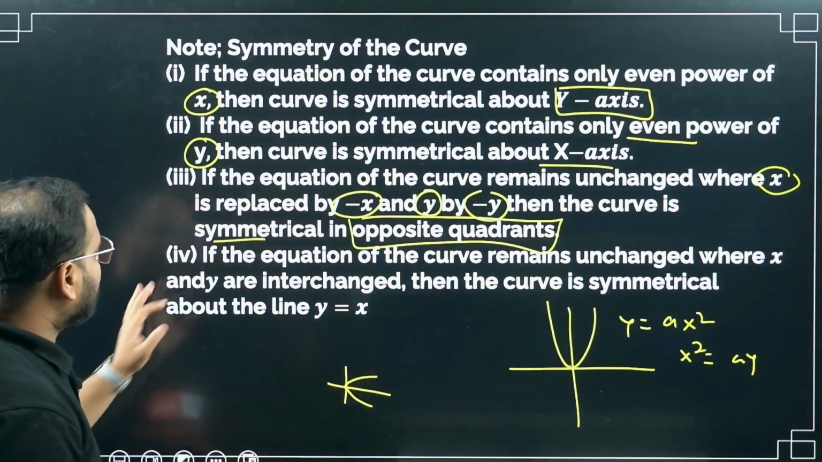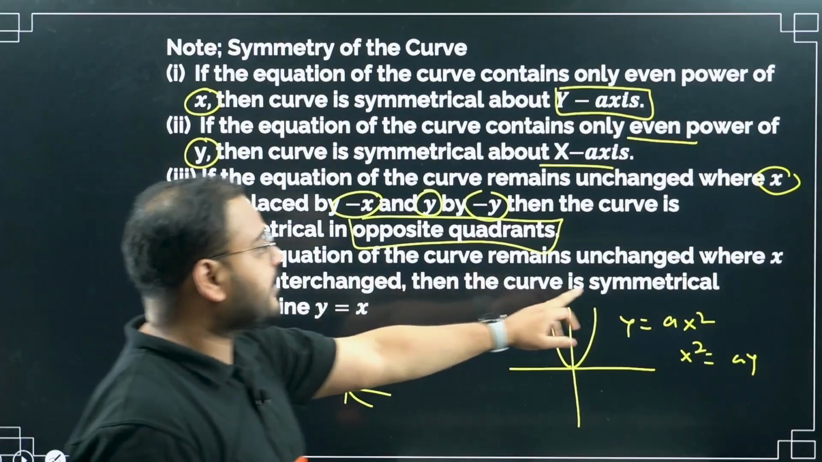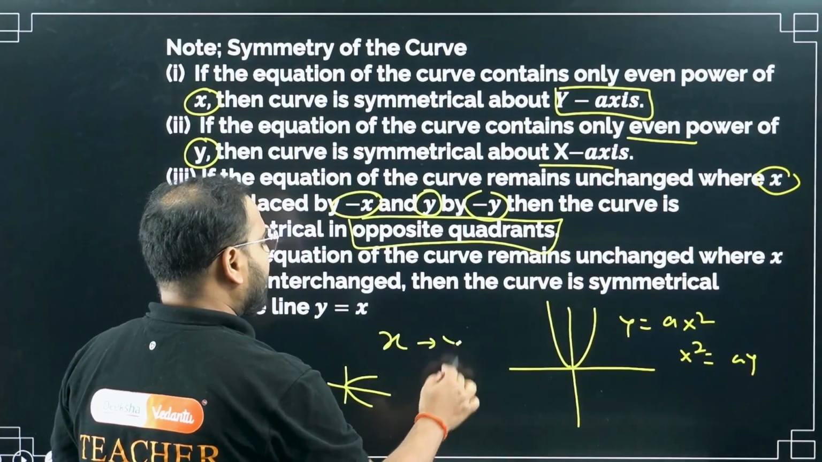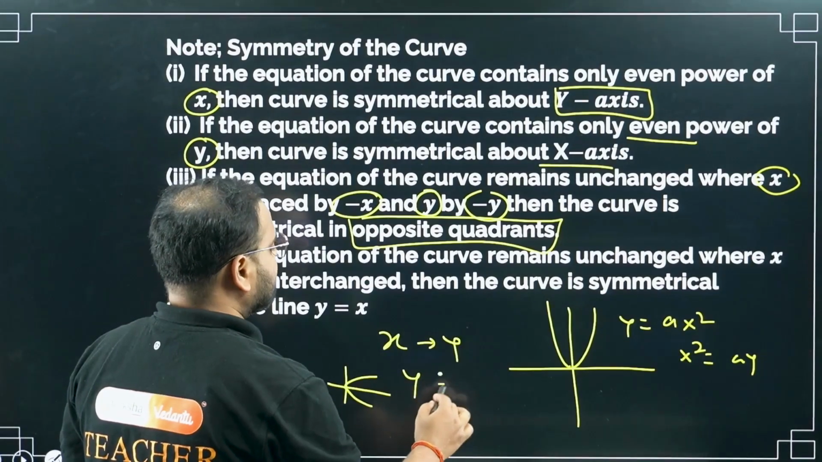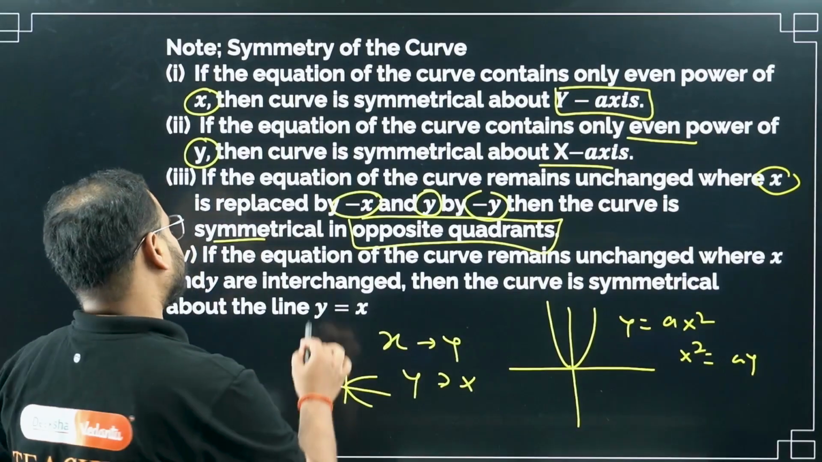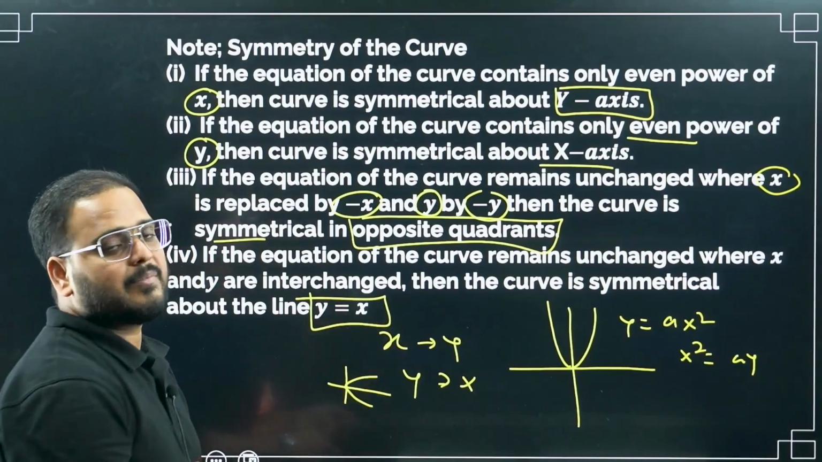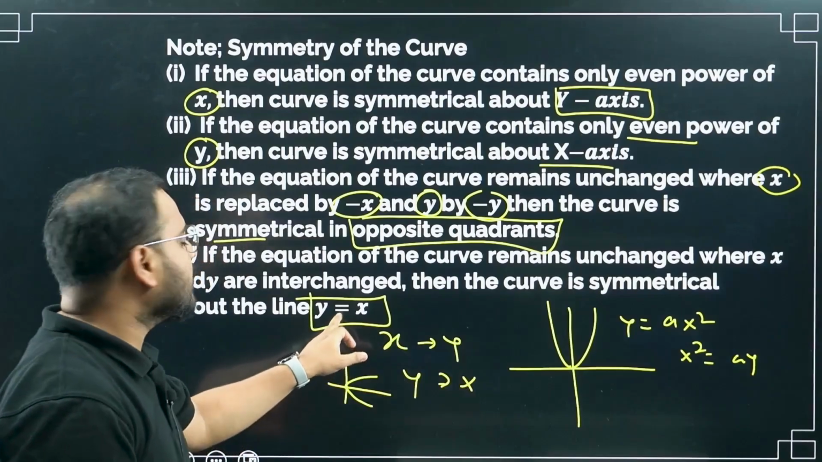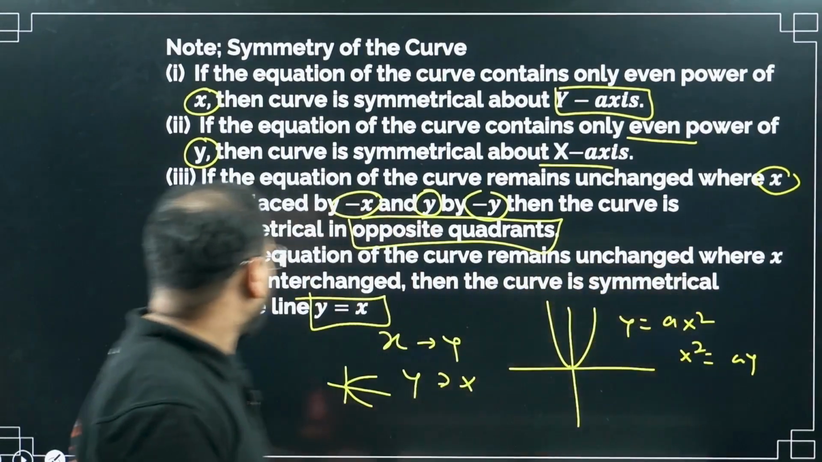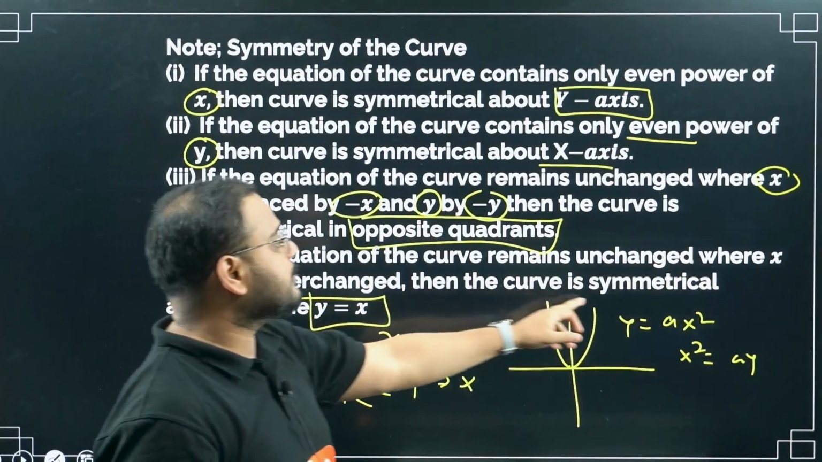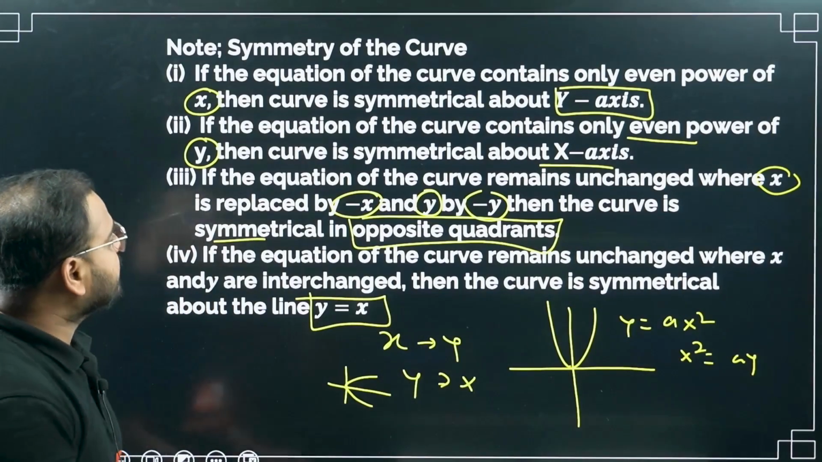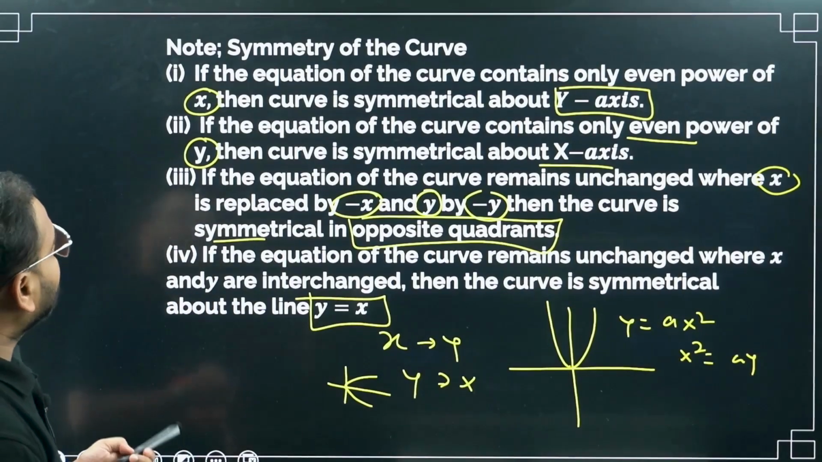If the equation of the curve remains unchanged when x and y are interchanged, meaning if you take y instead of x, or x instead of y, the curve remains unchanged, it means they are symmetric about what line? Y equal to x line. They are invertible functions, so symmetric about y equal to x line. If the equation of the curve remains unchanged when x and y are interchanged, then the curve is symmetrical about the line y equal to x, so they are invertible functions. All right, moving on.